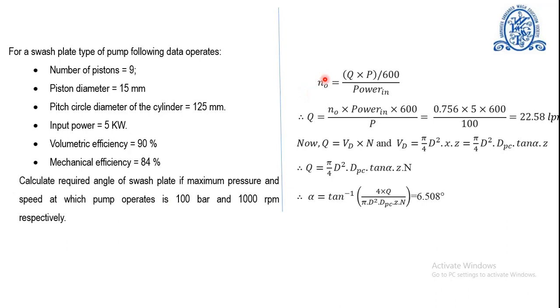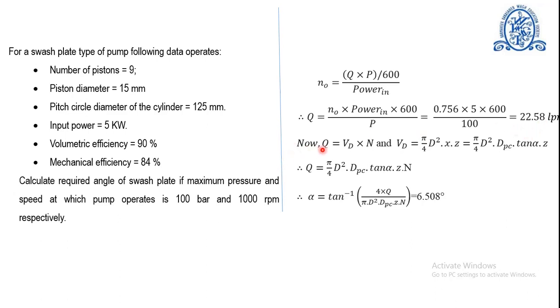Overall efficiency, we know in case of pumps, is the output power upon the input power. If Q is expressed in liters per minute and P is in bar, then Q into P upon 600 represents the power in kilowatt. Since input power is given in kilowatt, we write Q into P upon 600, so that will give you the output power in kilowatt. Now this expression can be arranged to give the flow rate, which is 22.58 liters per minute.